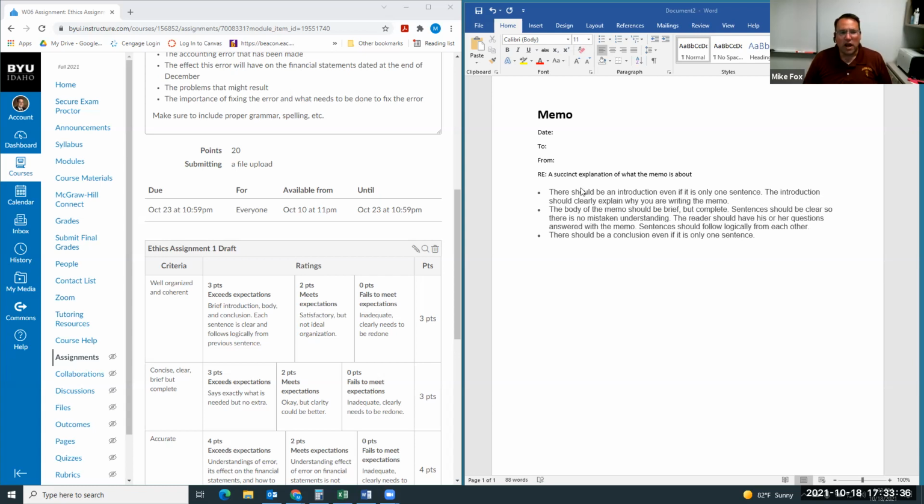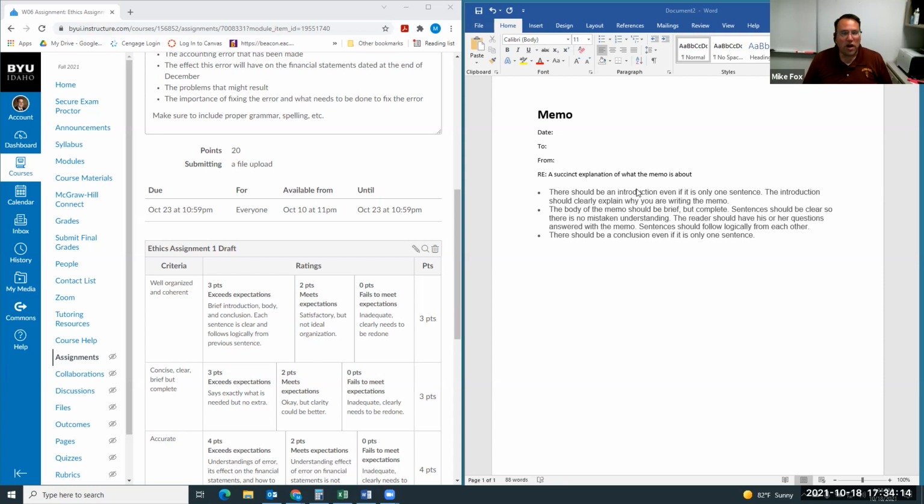Just recognize that a good memo will have, in the RE or the subject, a succinct explanation of what the memo is about. Sometimes maybe you've seen them at work or other places, there are people who do wacky subject lines that don't tell you anything about what you're getting into. And so sometimes people will blow off those emails because the subject line wasn't meaningful. So make sure your subject line is a meaningful, very short description of what the memo is about.